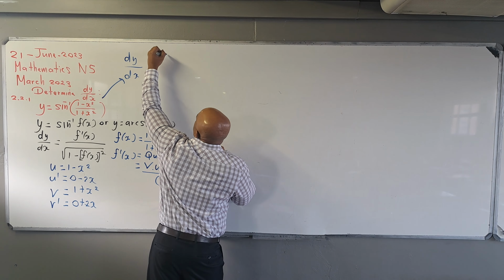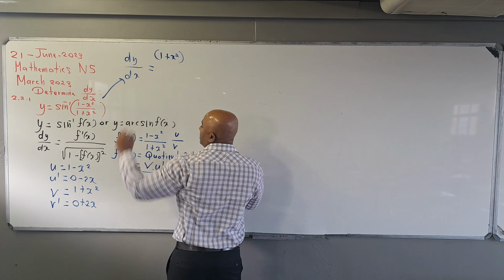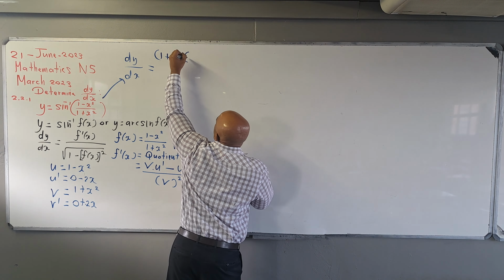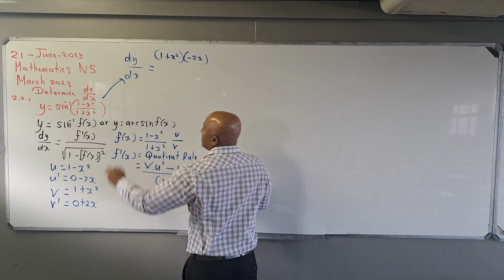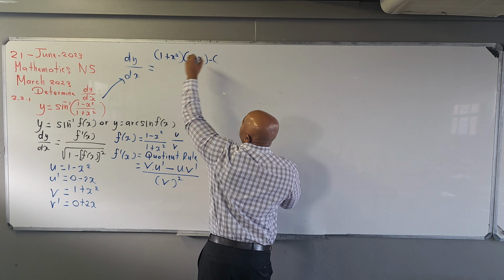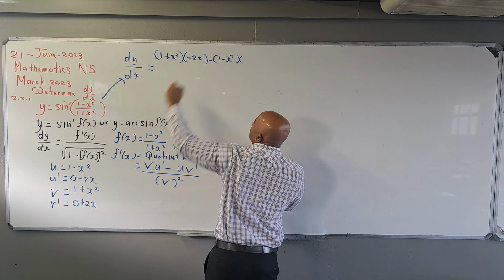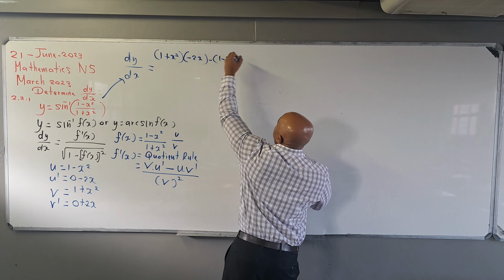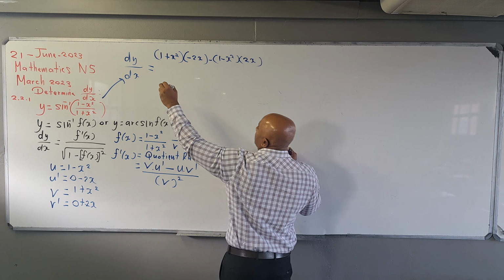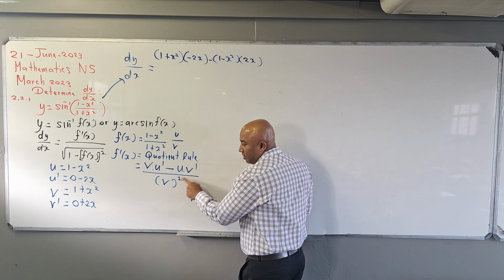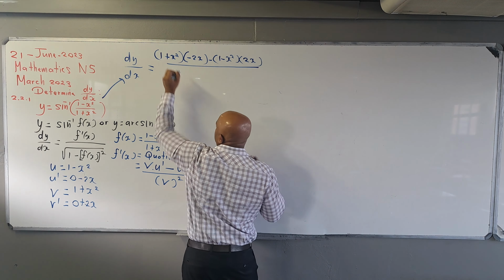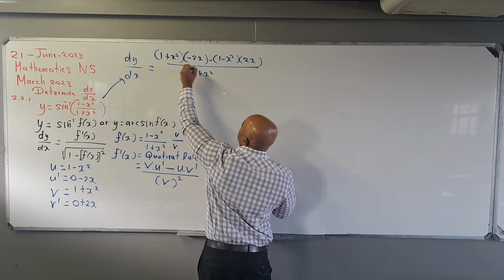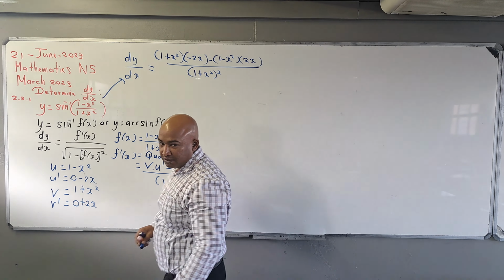So the formula is copy the denominator, which is 1 plus x squared. Differentiate the numerator, u prime. There's your u prime here, which is going to be 0 minus 2x. Minus copy the numerator, which is 1 minus x squared. Differentiate the denominator here, v prime. My v prime is 0 plus 2x, which is 2x. All divided by the denominator squared. So that's going to be 1 plus x squared all squared. We're clear with that?